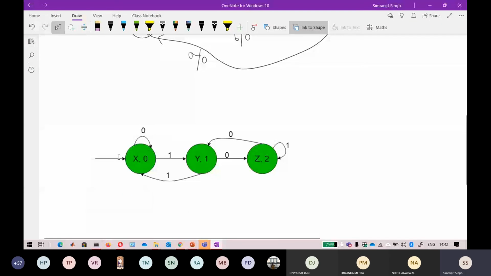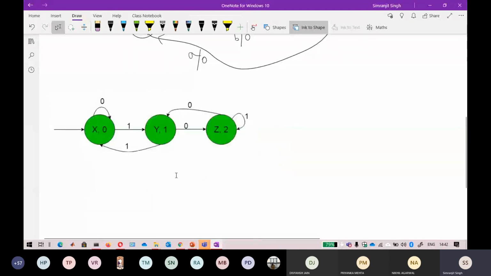Okay. Just take this example, and I show you how easy it is to convert any Moore machine into a Mealy machine. Okay. Moore machine into a Mealy machine. So this is a conversion from Moore to Mealy.